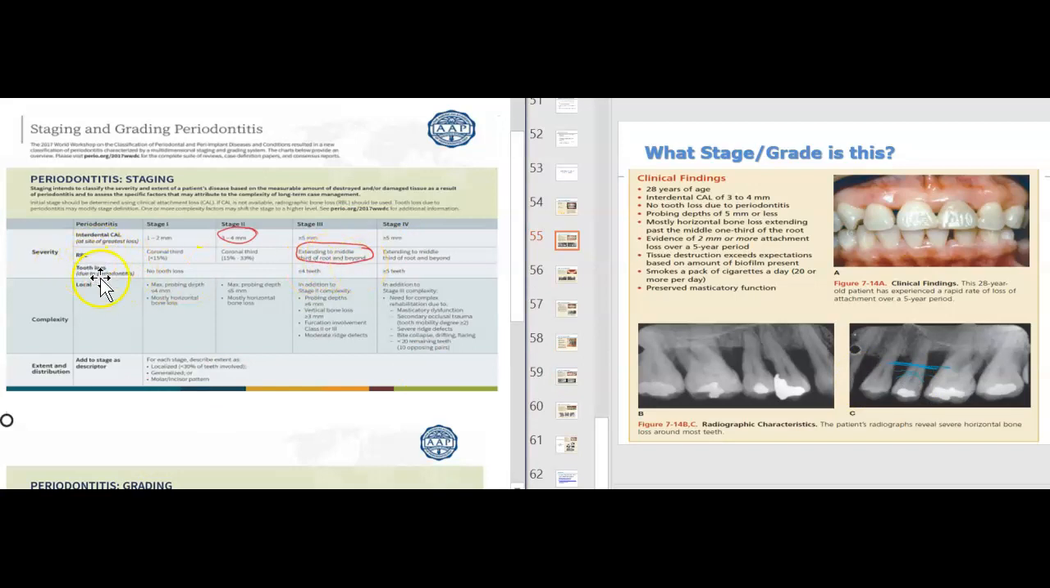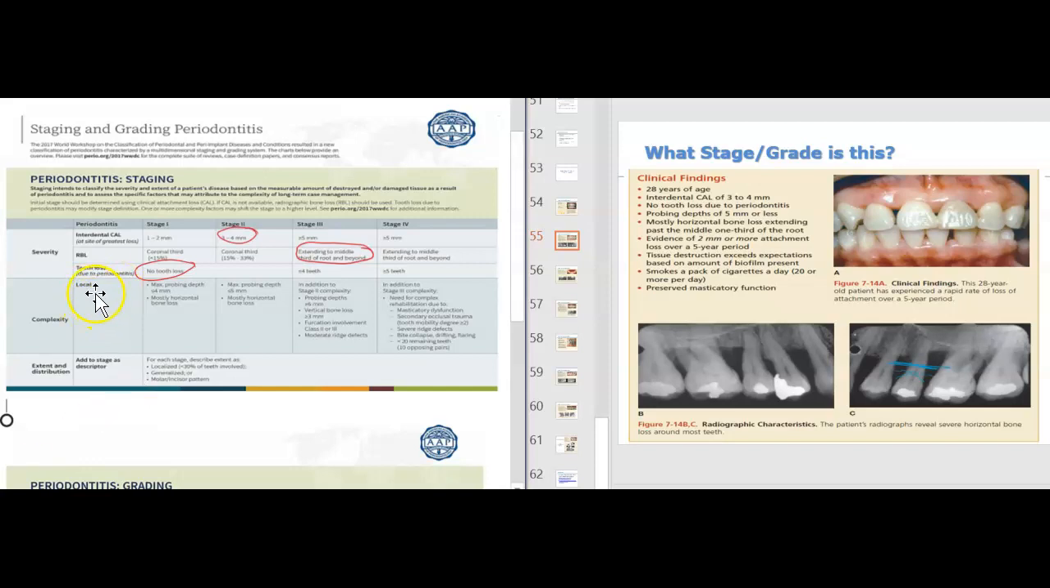Now the next thing we look at is tooth loss. And this tooth loss is only due to perio, so not due to cavities. It's only due to perio. When we look over here, it says this person has no tooth loss due to periodontitis. So all their teeth are still intact. So if there's no tooth loss, I'm going to circle this.